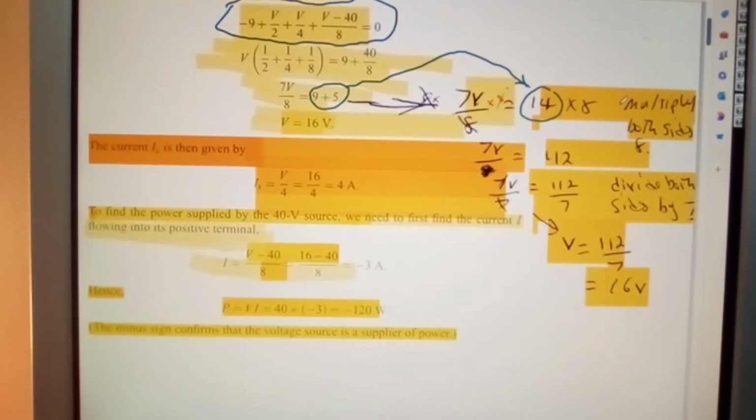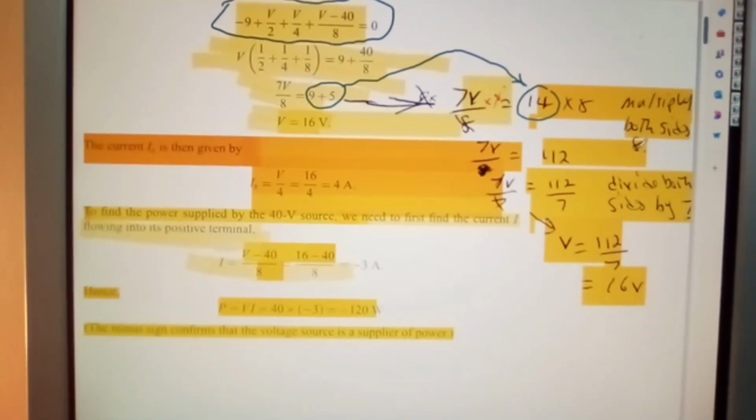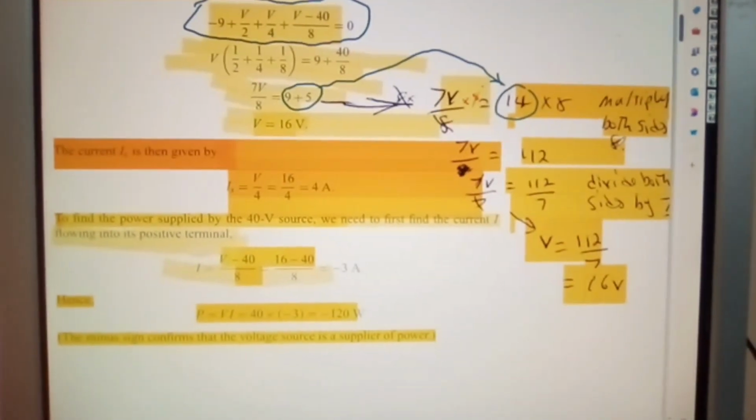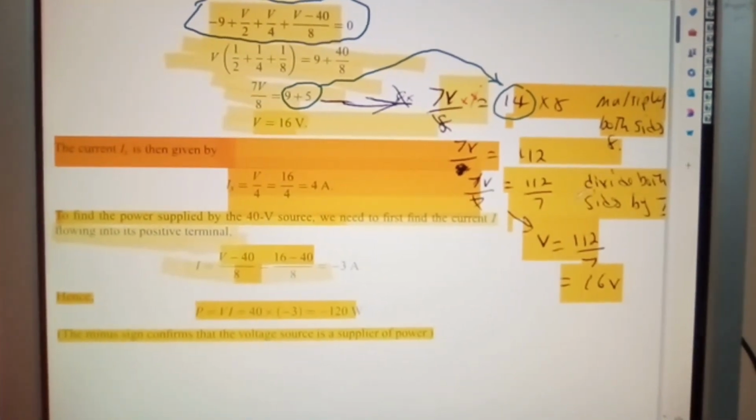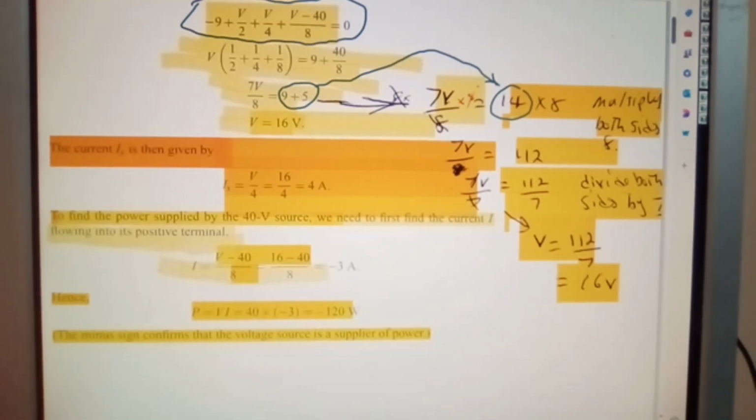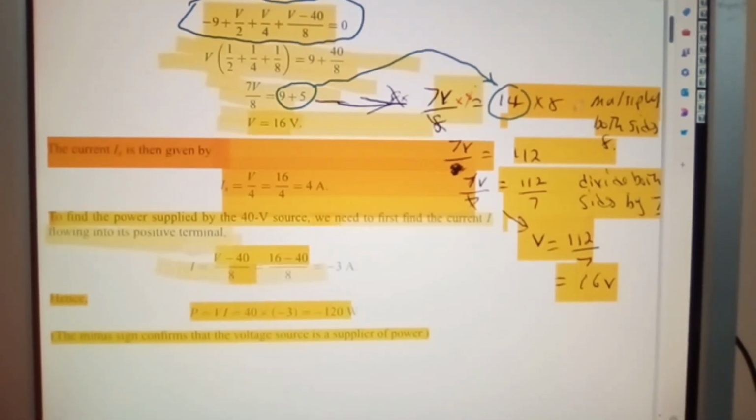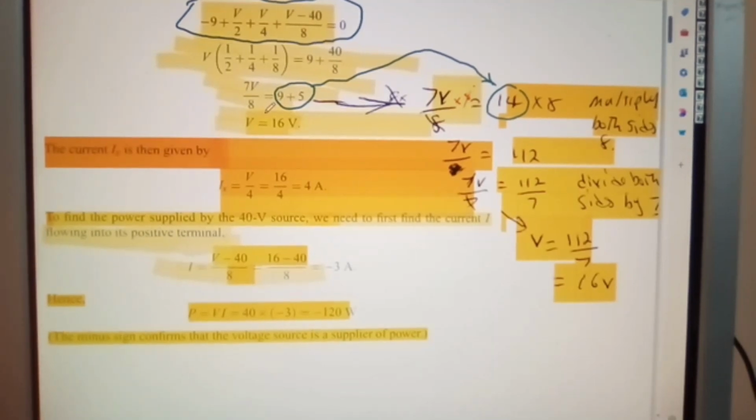I did say multiply both sides by 8, did I not? Okay, let me just make sure that I've put that right. If I didn't, multiply both sides by 8 and divide both sides by 7, okay? And that gives you your 16 volts, which is your answer here, okay?